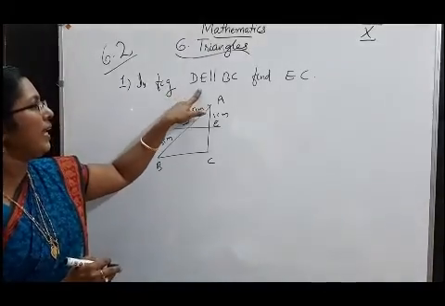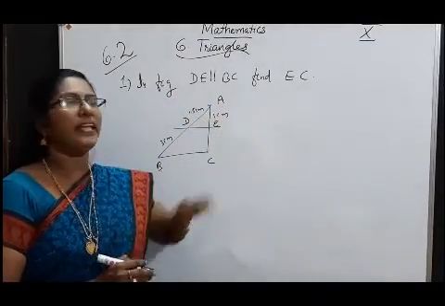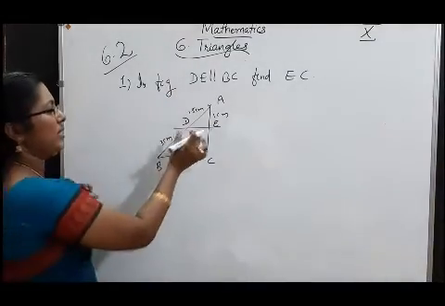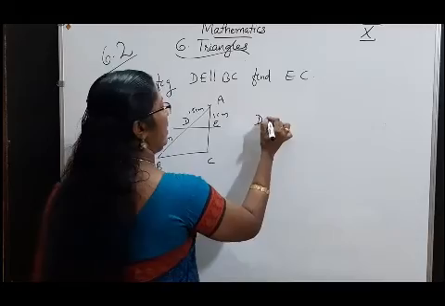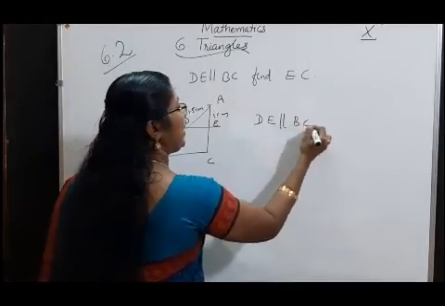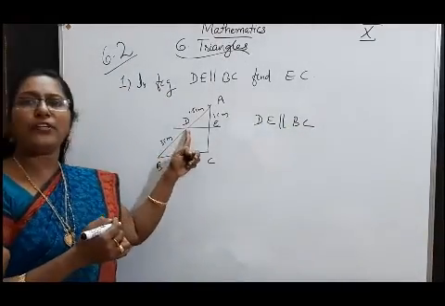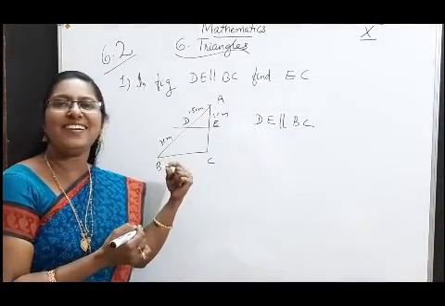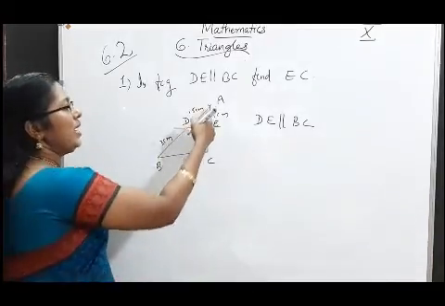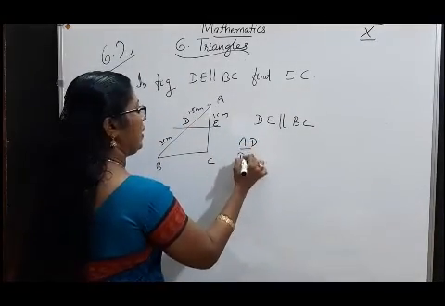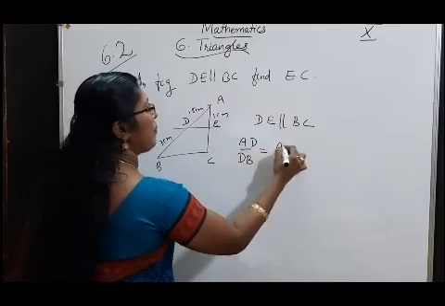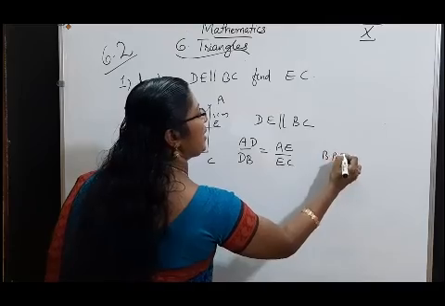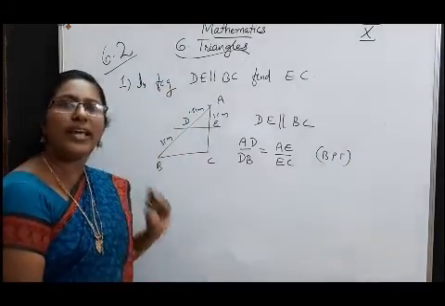Exercise 6.2, first one. In the figure, DE is parallel to BC, find EC. What is given? DE and BC are parallel. If a line is parallel to any one side of a triangle, the corresponding sides are proportional. That means AD by DB equals AE by EC. What is the reason? BPT, the basic proportionality theorem, or Thales' theorem.